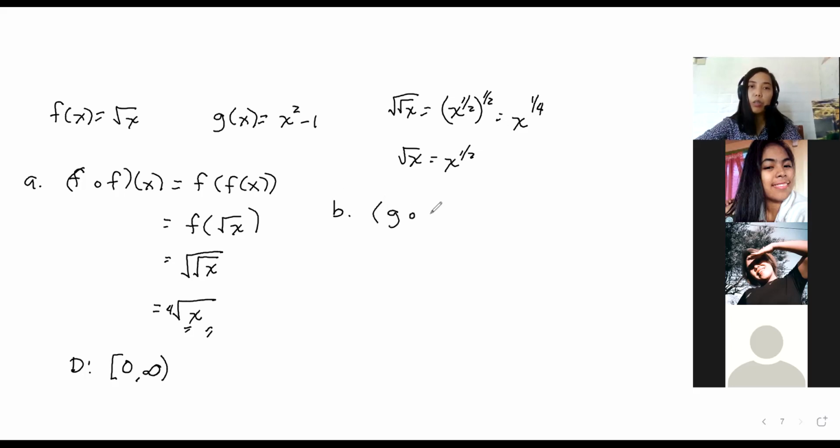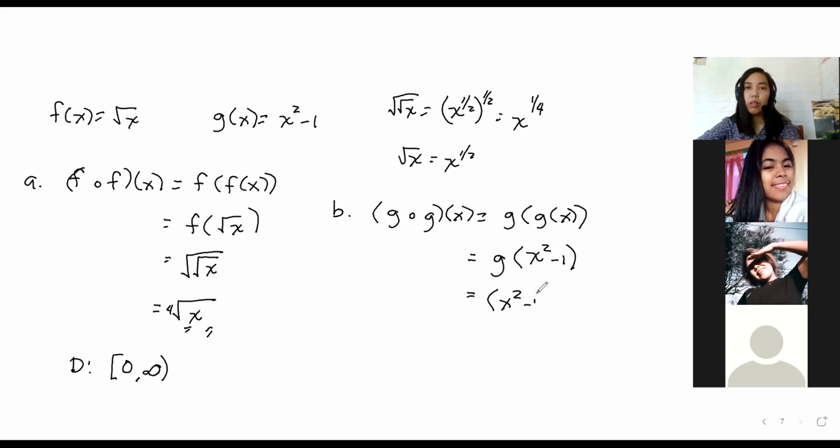G composite G of x. G composite G of x means G of G of x. So we'll have G of x, that is x squared minus 1. We're going to plot this in G. This will be our x in G. So we will have the squared of x squared minus 1, minus 1.